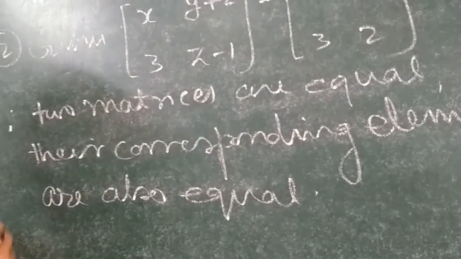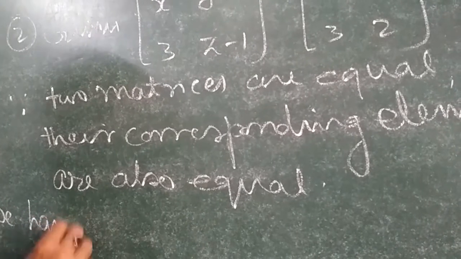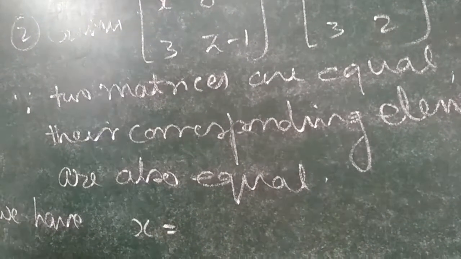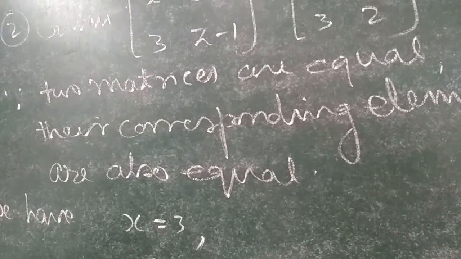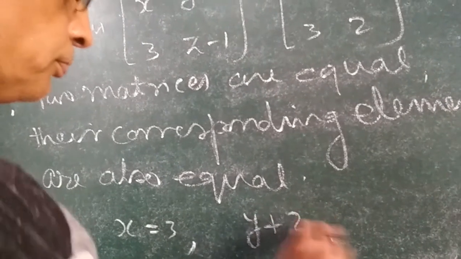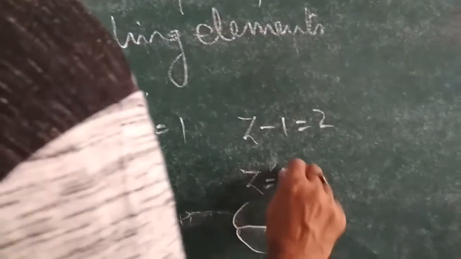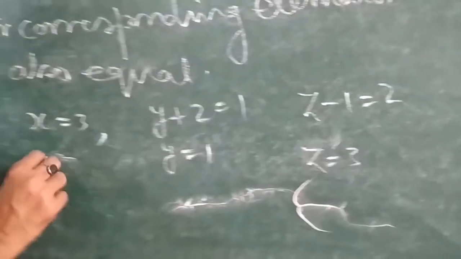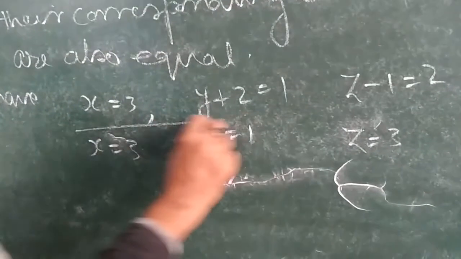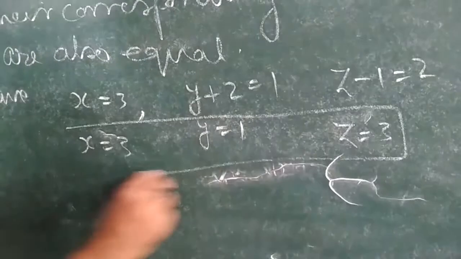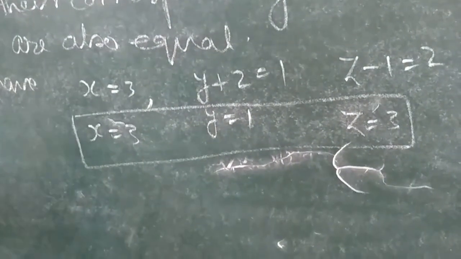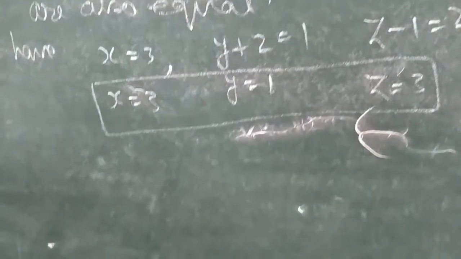So we have x equal to 3, y plus 2 equal to 3, so y equal to 1, and z minus 1 equal to 2, so z equal to 3. So this is your answer. In this way you could write the answer. So this is the way of doing this type of question.